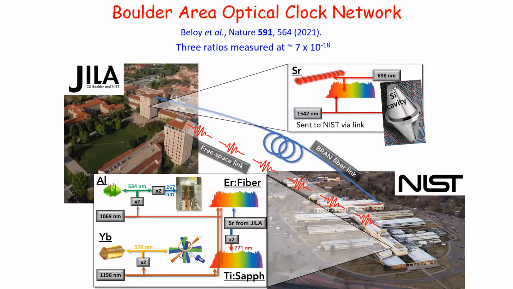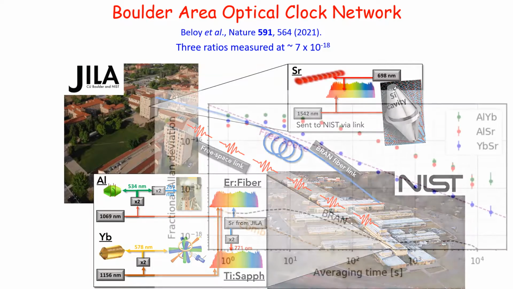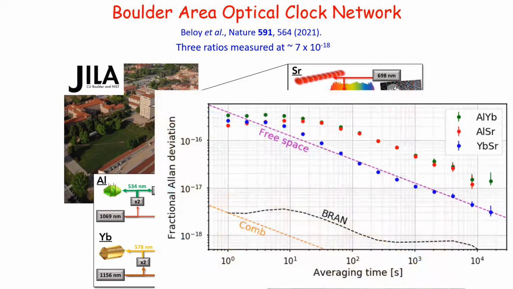So the people are working now, multiple teams on 3 continents are working on this kind of technology to connect to the satellite. JPL can play a big role here. So when you do clock, you can see here's a free space comparison between ytterbium, strontium, you can average it down to 10⁻¹⁸ level.